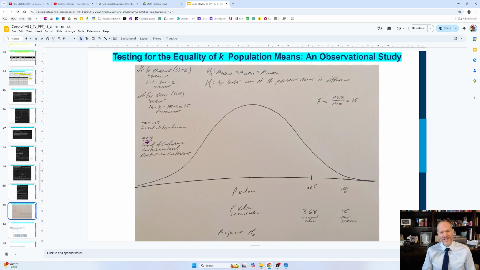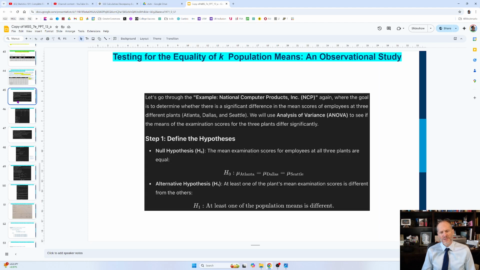Like 95% level of confidence, right? Confidence level, confidence coefficient. We have a level of significance. Literally, 0.05 is our level of significance, right? And so what does it mean to be significant? To what degree?